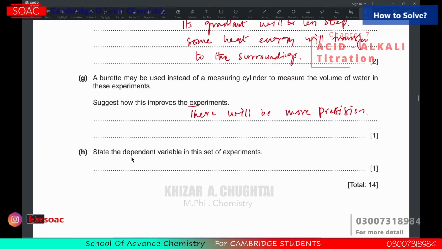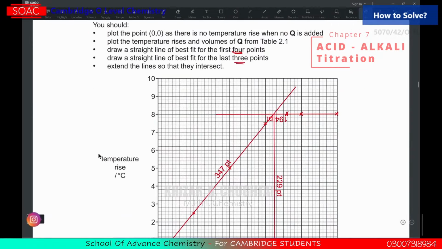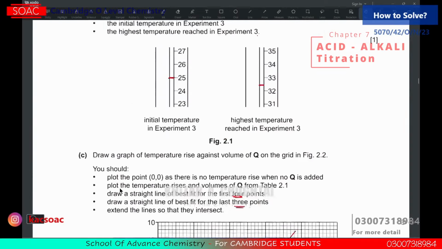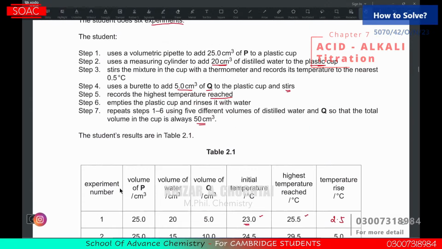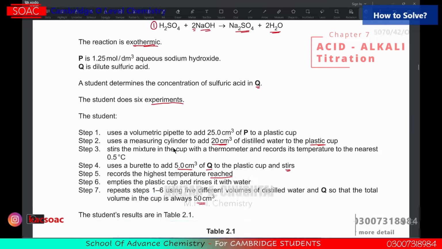Next is state the dependent variable in this set of experiments. Basically, the dependent variable is the consequence of the other things that we are going to change. In this experiment, what is changing basically? There is a change in rise in temperature. The volume of sodium hydroxide and sulfuric acid, the quantity or mole of these two substances, are said to be the independent variable that we are going to change by ourselves.